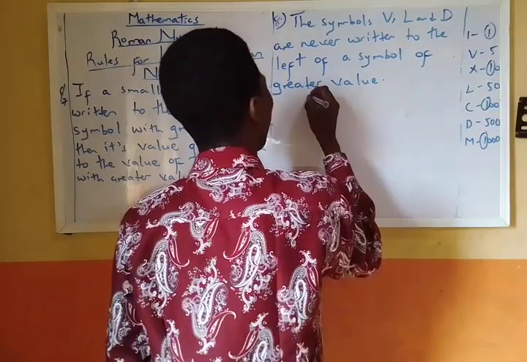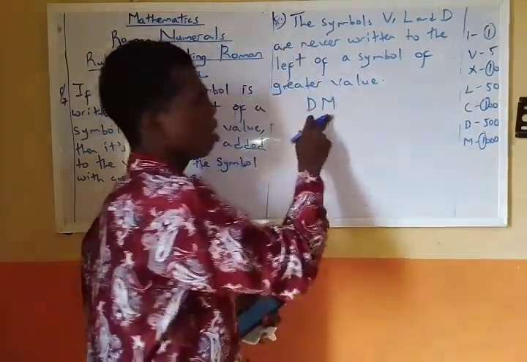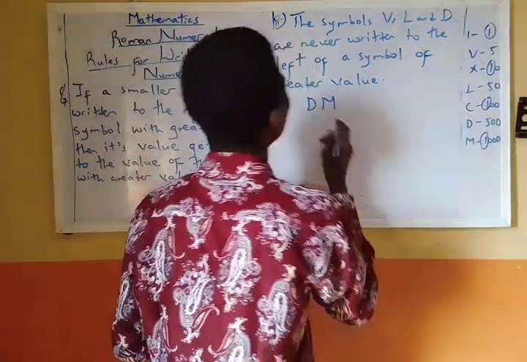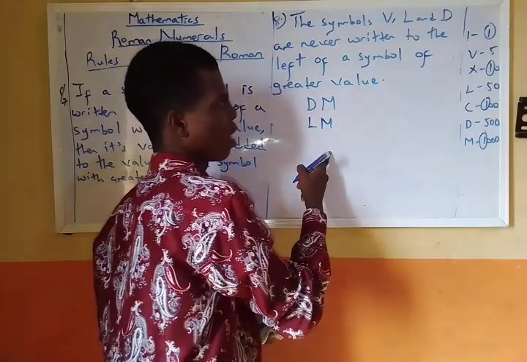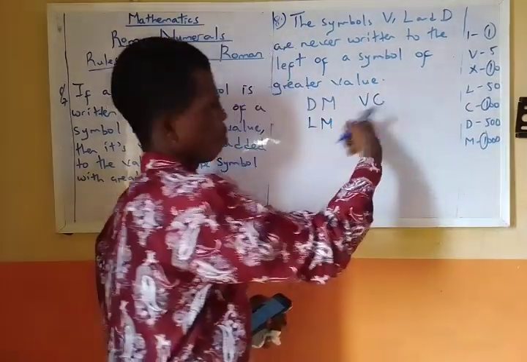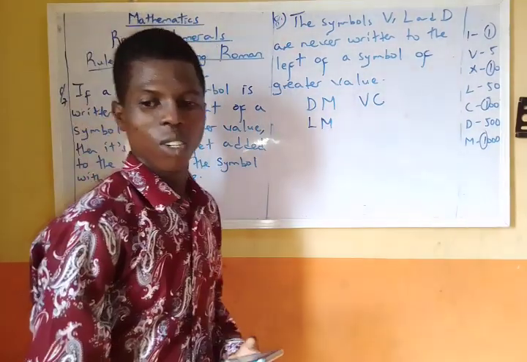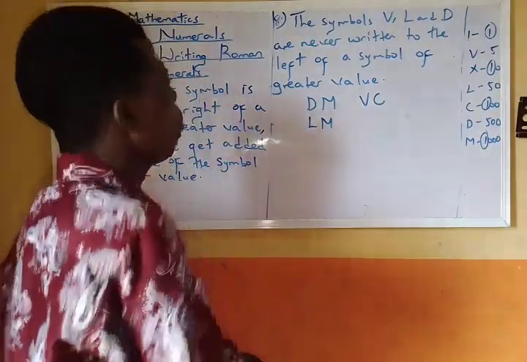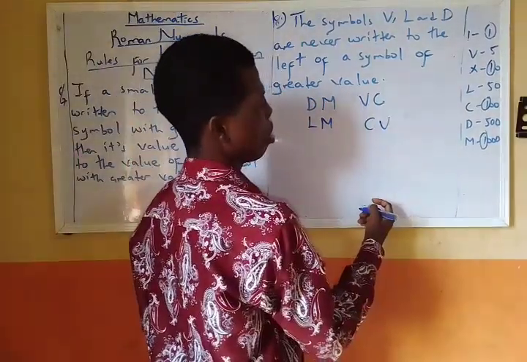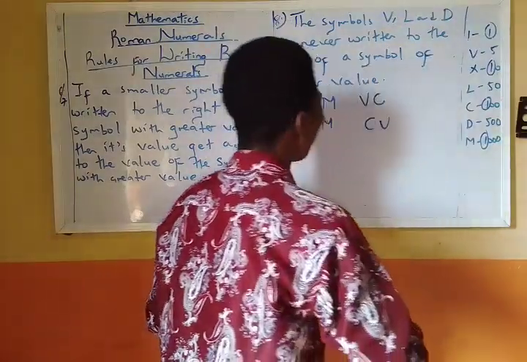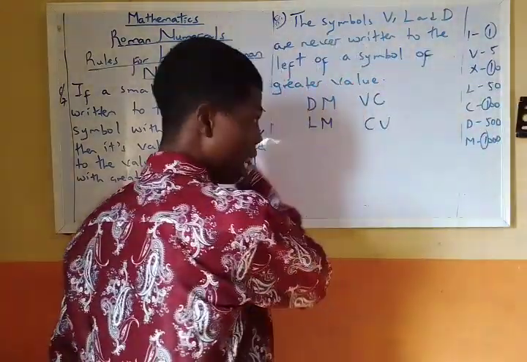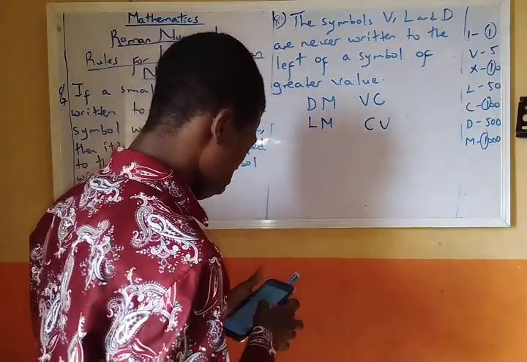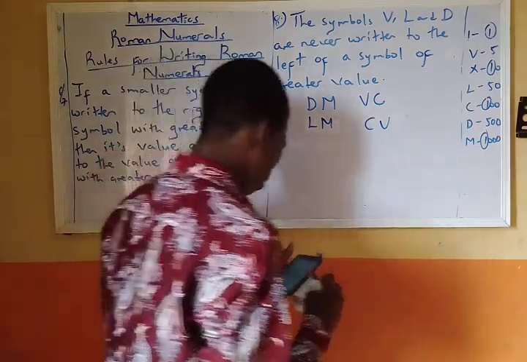So we don't have something like DM. It's not direct message. We don't have something like LM. We don't have something like VC. It's not vice chancellor. We don't have something like that. Are we together? Beautiful. So they are never written to the left, but they can be written to the right. We can have CV. They can be written to the right, but they are never written to the left. Don't forget, these are still the symbols that cannot be repeated. Are we together now?